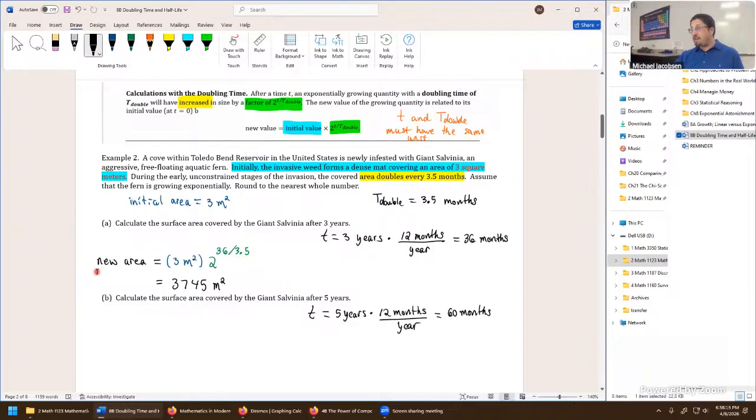And so now the new area coverage for this plant's invasion will be equal to the initial area, 3 meters squared, multiplied by 2 to the power of 60 months. It's going to double every 3.5 months. So this tells us how many times it doubles. That's just the growth factor. So 60 divided by 3.5 altogether. Let me fix my penmanship a bit there.